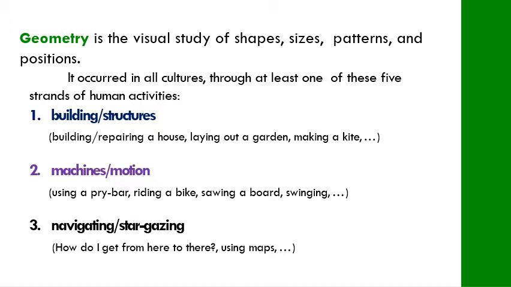First, we have buildings and structures, which is related greatly to civil engineering. It is used in building, repairing a house, laying out a garden, or making a kite. Also, geometry is used in the field of machines and motions, which is related more to the engineering field. It is used in using a pry bar, riding a bike, sawing a board, or swinging. Also, geometry is used in navigating or stargazing.